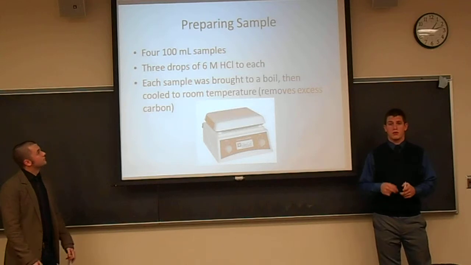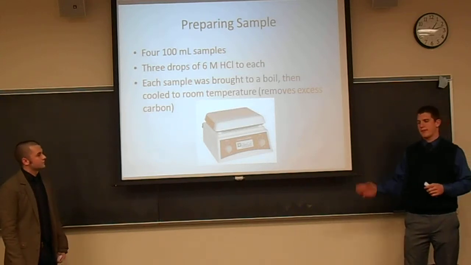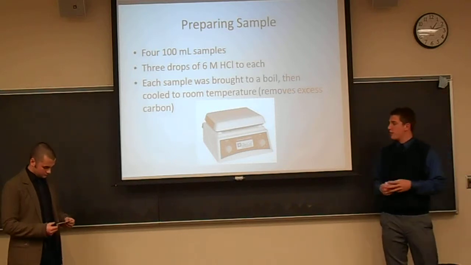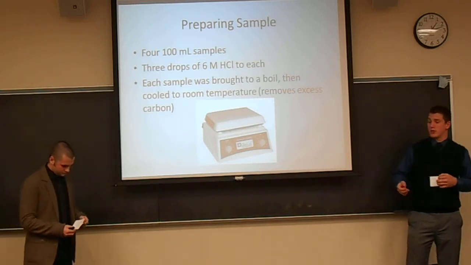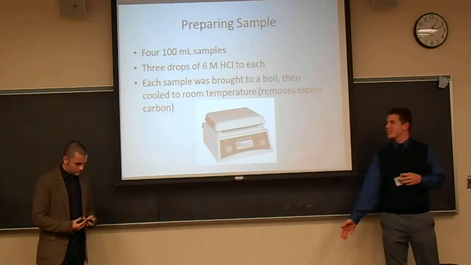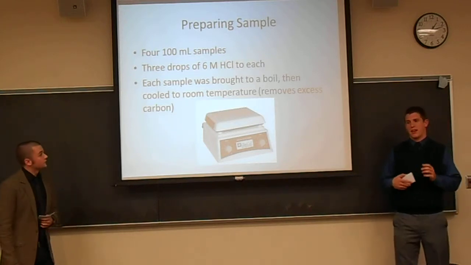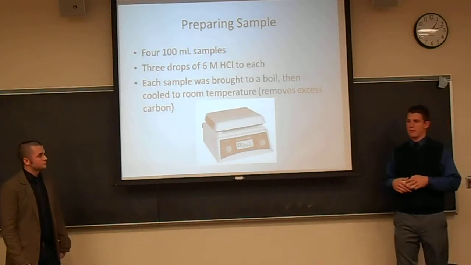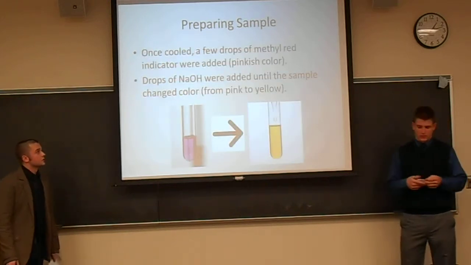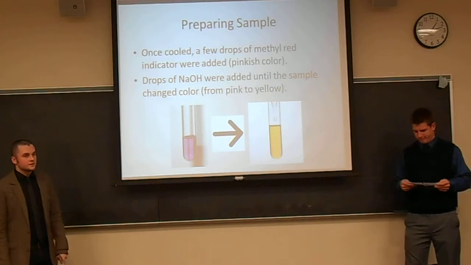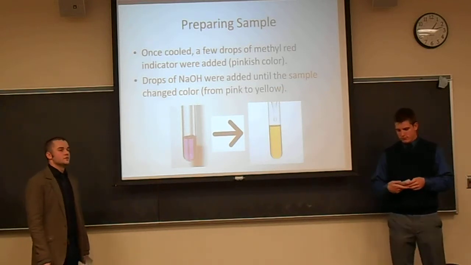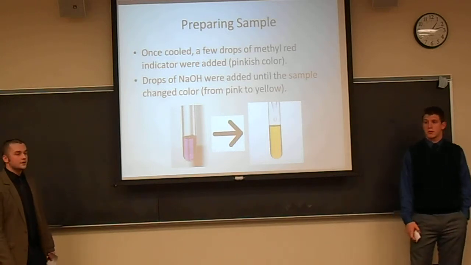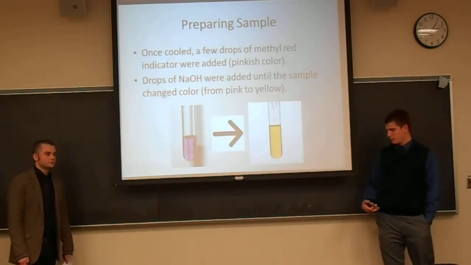We put 100 milliliters of the sample we collected into each of 4 flasks. Then we acidified them by adding 6 molar hydrochloric acid, and then each sample was brought to a boil and then left to cool with a cover on it. Once it was cooled, we added a few drops of the methyl red indicator to each sample, which made the sample turn a pinkish color. After that, drops of NaOH were added until the sample turned yellow.